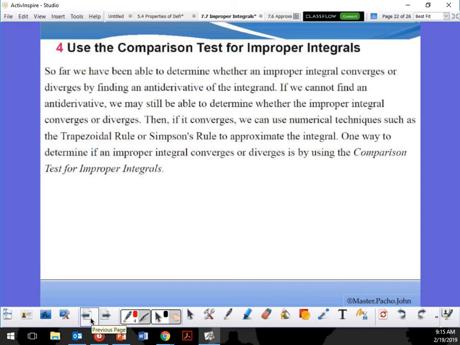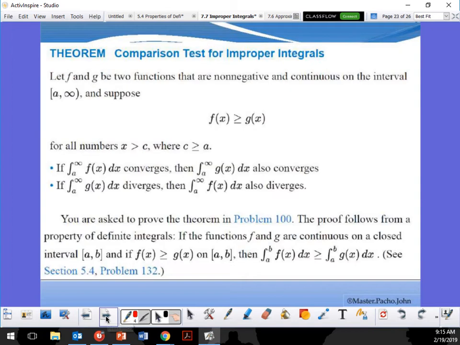So, the comparison test for improper integrals. We're going to compare it to something that we know. If there's something I don't know, I'm going to replace it with something that I do know. So let f and g be two functions that are non-negative and continuous on the interval from a to infinity. Suppose that f of x is greater than g of x for all numbers x greater than c, where c is greater than a.